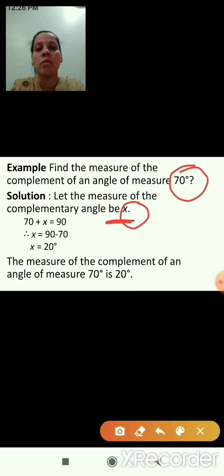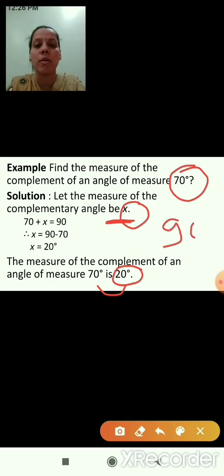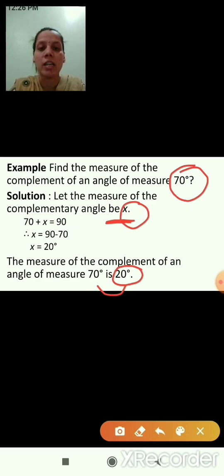So what is the complementary angle of 70 degrees? That is 20 degrees. If you want to check whether your answer is correct or not, then you can add these two measures, that is 70 plus 20. 70 plus 20 is 90 degrees. So the sum of the measures of the complementary angles is 90 degrees. I hope you are clear with this sum.